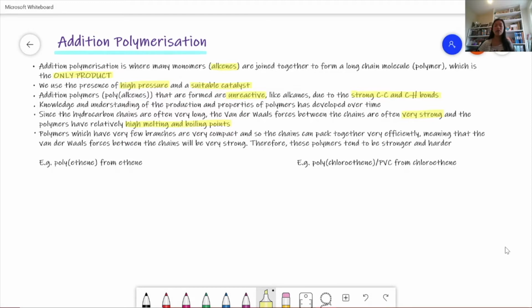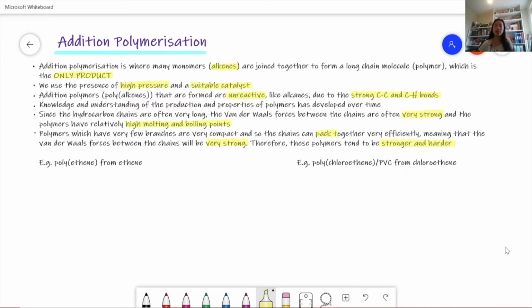Polymers which have very few branches are very compact, and so the chains can pack together very efficiently. And this means that the van der Waals forces between the chains will be very strong. And therefore, these polymers tend to be stronger and harder, because again, they'll have high melting and boiling points, and so it'll be harder to break the bonds.